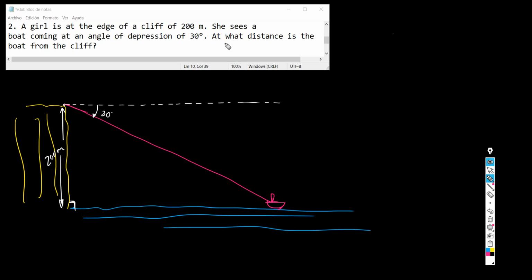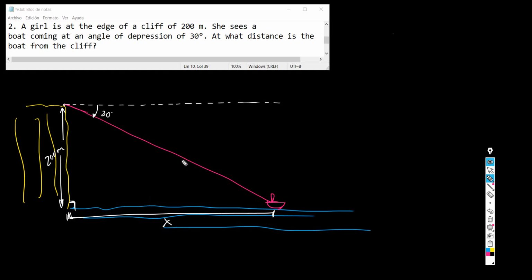And one more time, a similar question in this case: at what distance is the boat from the cliff? So basically, we want to find this distance, the distance from the boat to the base of the cliff. I'm going to call it x.